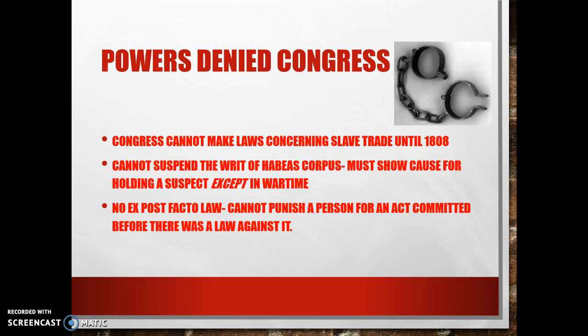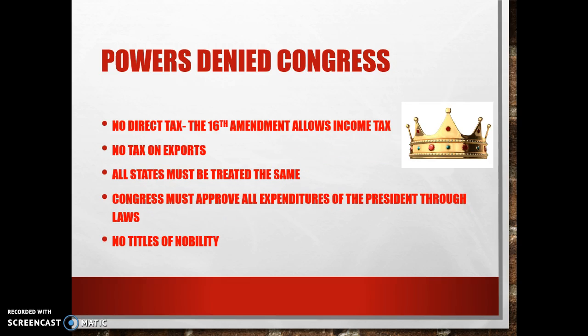The next one that Congress cannot do is called an ex post facto law. You can't punish a person for a crime if there was no law against it. And you can't pass the law just to punish that person because you didn't like what they did.